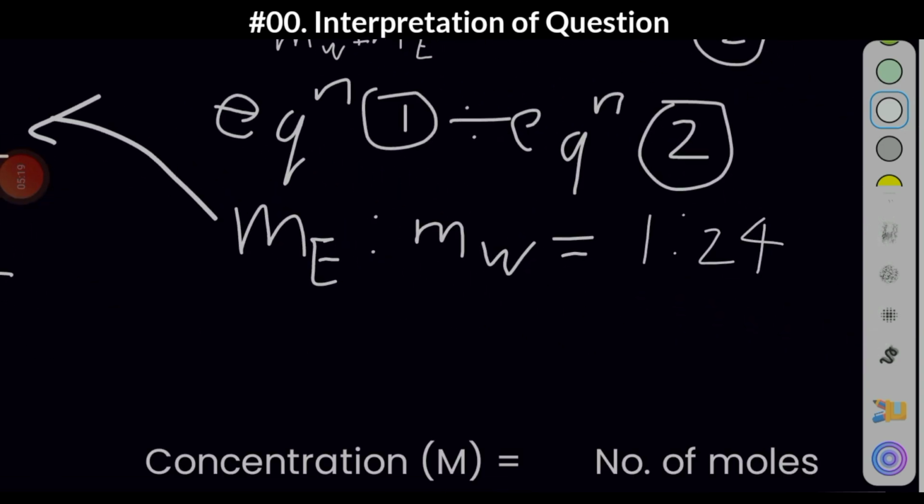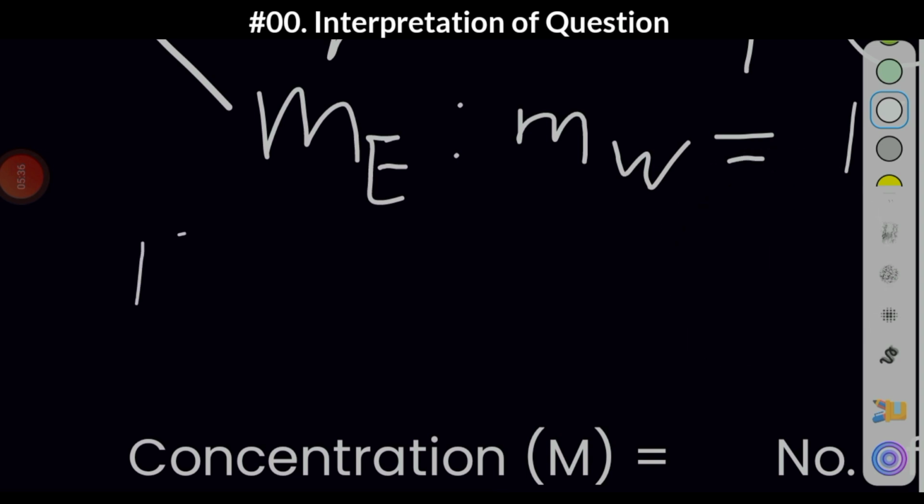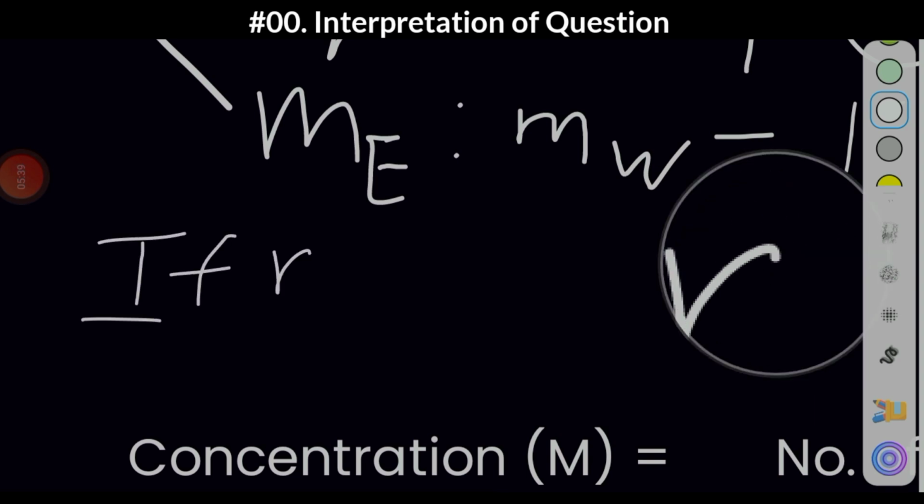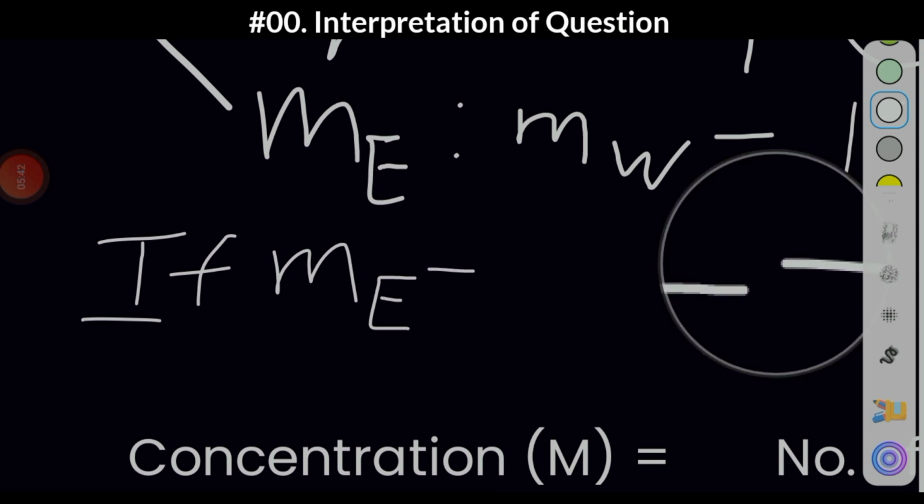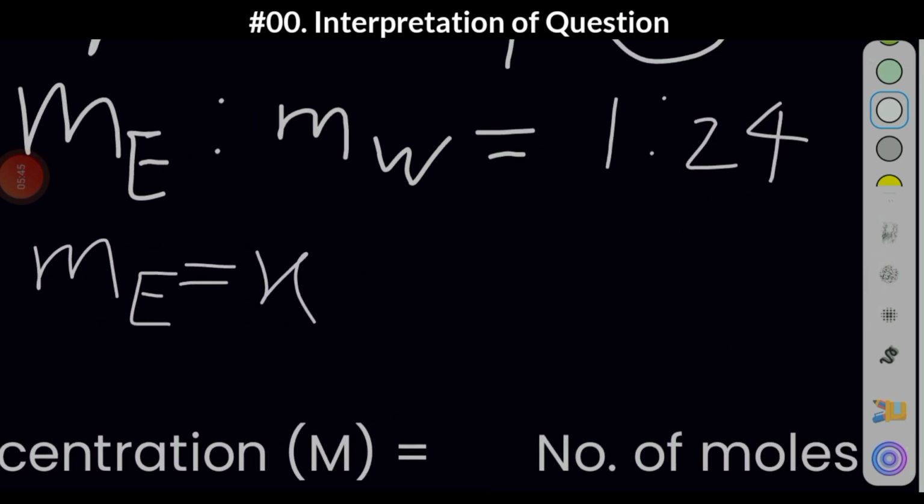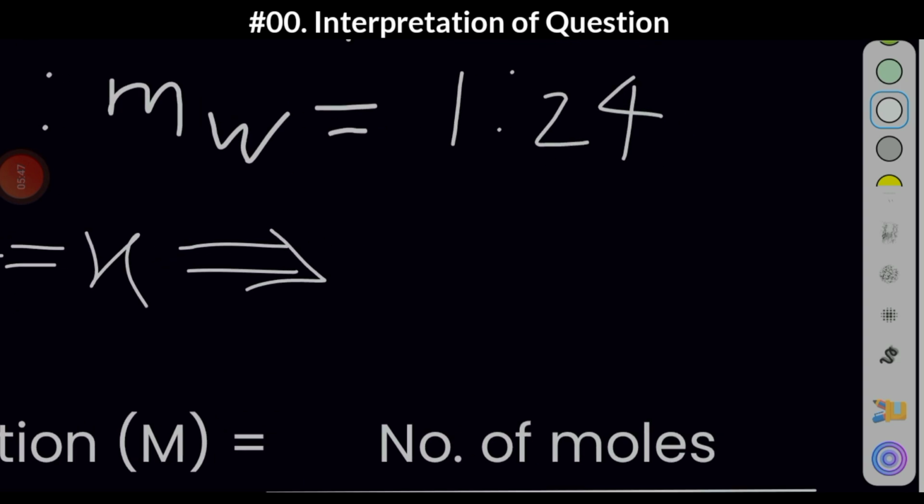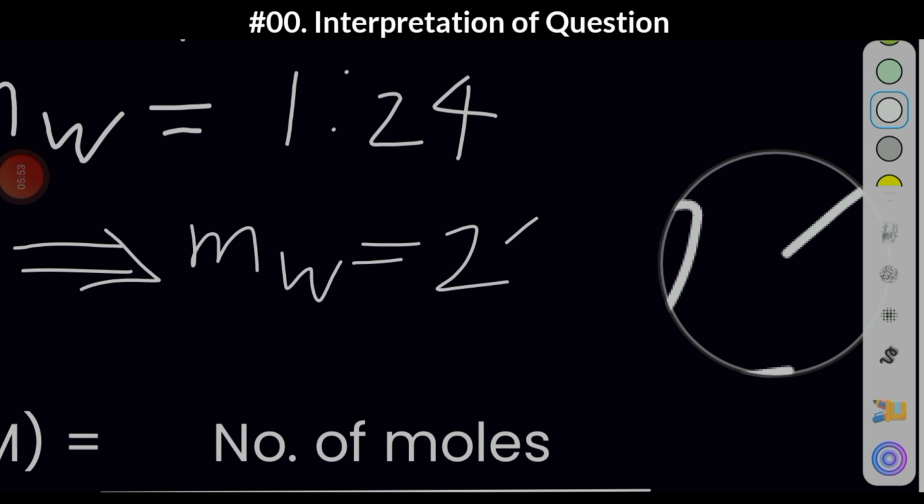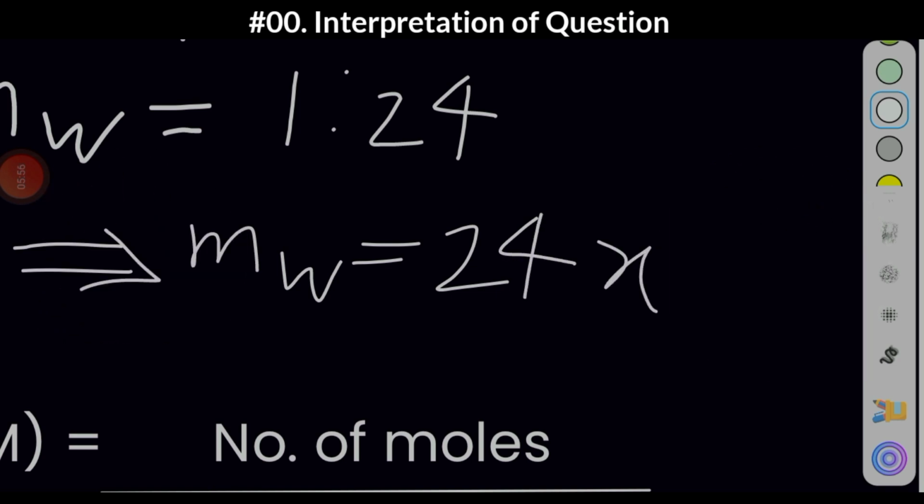So what does this mean? Through this equation or through this proportion, we don't know the value of number of moles of ethanol or water. We don't know that. All we know is their relative amounts. So if I say number of moles of ethanol are say X, then this must imply that number of moles of water should be 24 times X. This is what we can state with confidence.